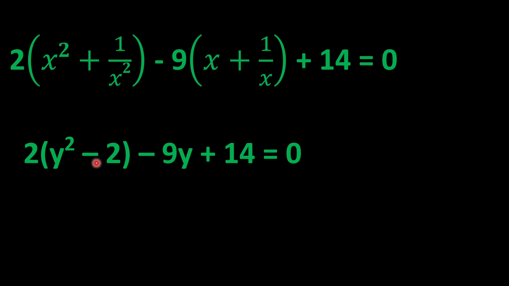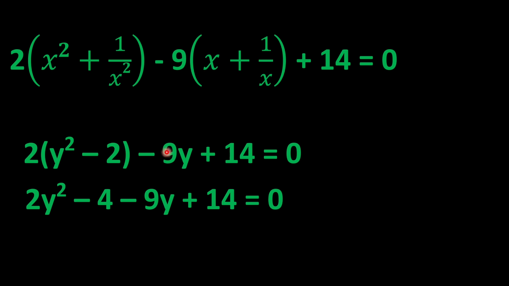After putting these values, the equation will become 2 into (y square minus 2) minus 9 into y, plus 14 equal to 0. So this 2 will multiply with these two terms, so it will become 2y square minus 4, and this minus 9y plus 14 equal to 0. And now this 2y square minus 9y, and this minus 4 plus 14 equal to 10. So overall the equation will become 2y square minus 9y plus 10 equal to 0.